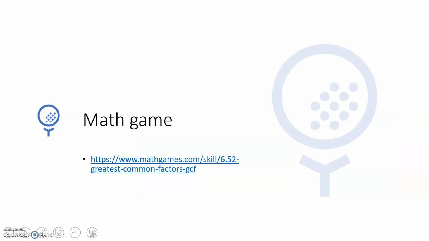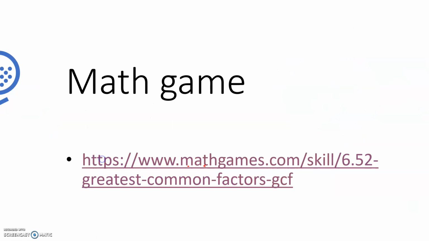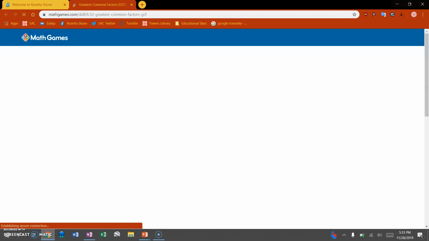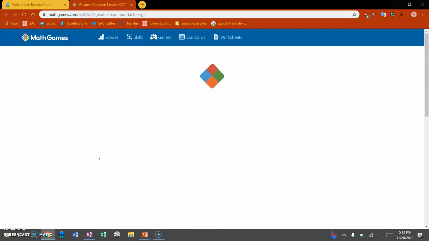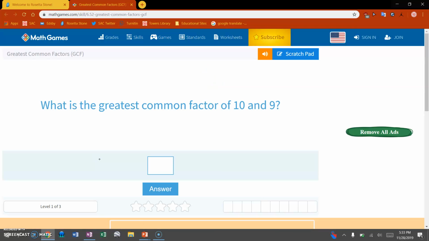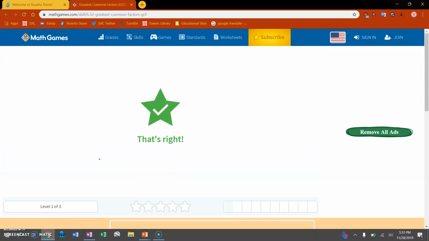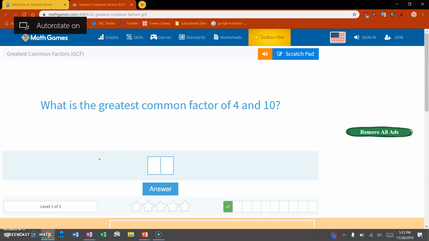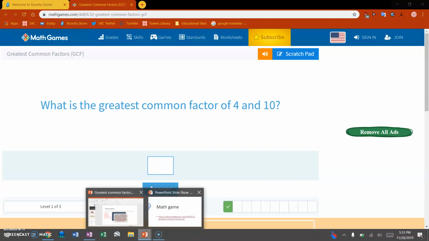Okay, now this is a math game you can do. I'll show you how to do the math game right now. You get onto the math game, and you can see it says, what is the greatest common factor for 9 and 10? Do you guys know? Well, I think it's 1, because that's the only common factor of these two. Yep, see, I'm right. And okay, let's go back to math games.